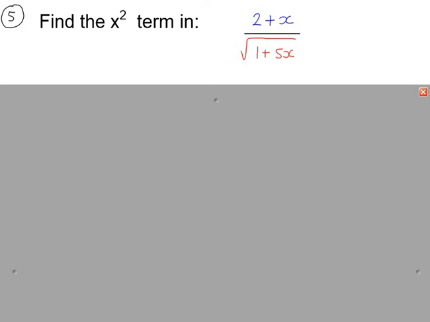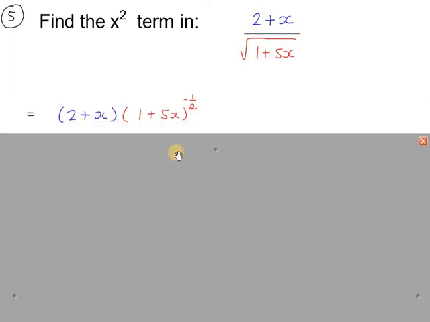In this example, we're looking for a specific term, the x squared term. We're not estimating anything here, it's just the x squared term we're after. So we need to rewrite this first, like this, and the 2 plus x was in the numerator, there it is, and you've got 1 over root 1 plus 5x. Okay, so changing from surd form to index form, and when I bring all of this out, I have to change the sign on the power, so it becomes minus a half, and the 2 plus x needs to be in brackets like this.